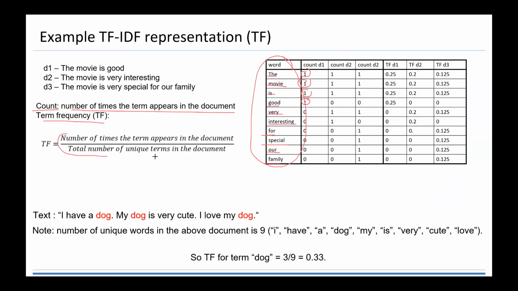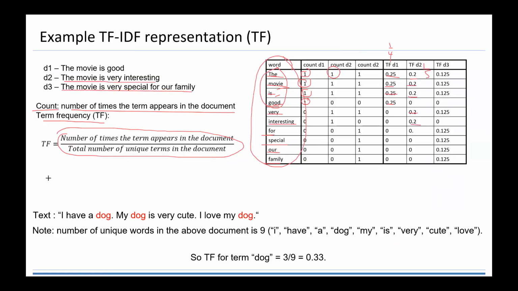The term frequency means the number of times that the term appears in the document divided by the total number of unique terms in the document. Here there are 4 unique terms, 1, 2, 3, 4, so each is 1 divided by 4. For the next one, the unique words are 5, 1, 2, 3, 4, 5, so it is 1 over 5 for each. Luckily, those are unique for every word.